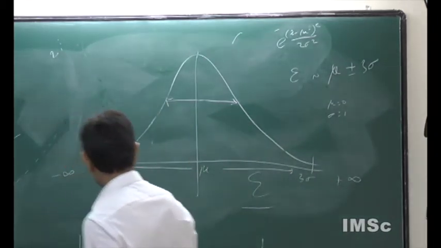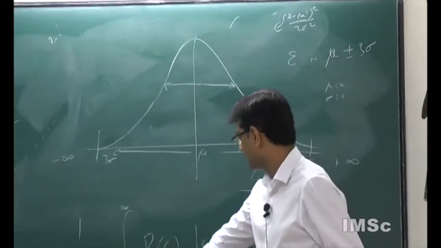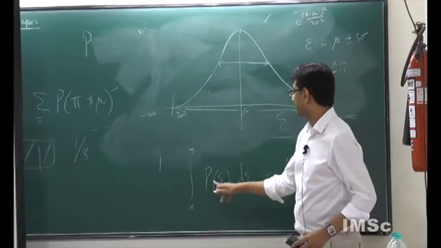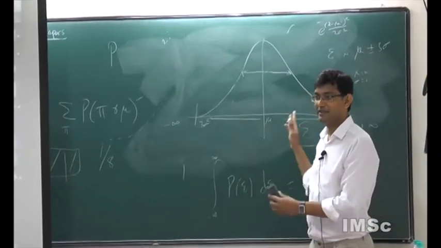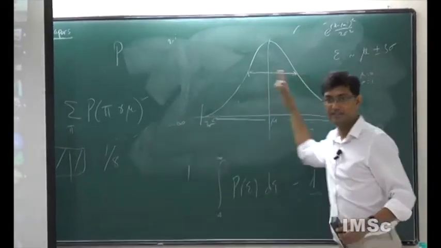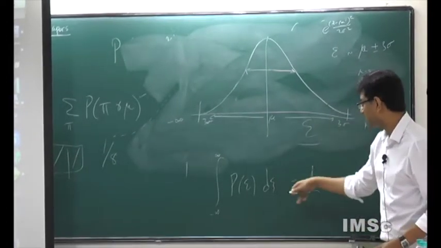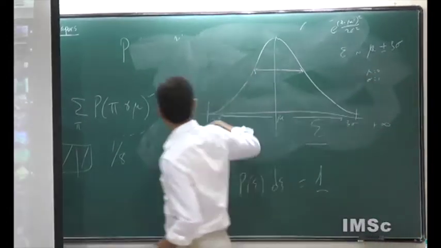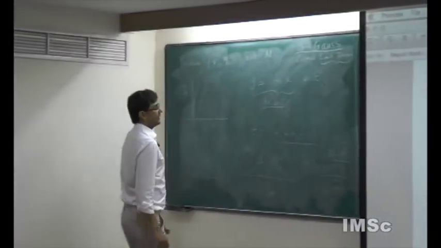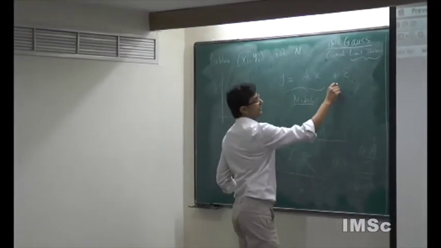Okay. And this condition is just normalization. It means that some value of epsilon must be realized. Some value between minus infinity to infinity must be realized. Okay, so any probability distribution is always normalized to 1. The area under the probability curve is 1. Okay, right. So now this is my model for the error.